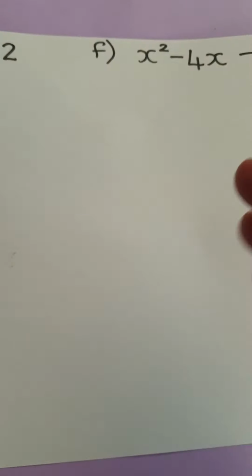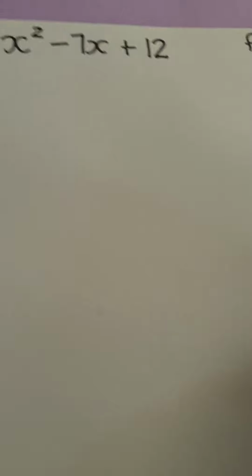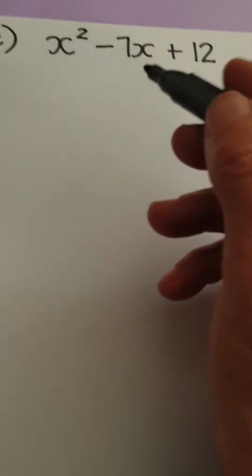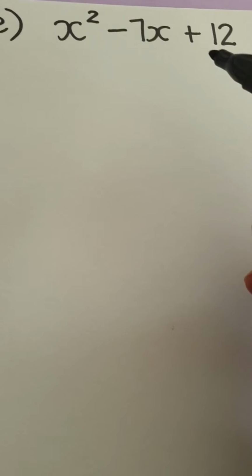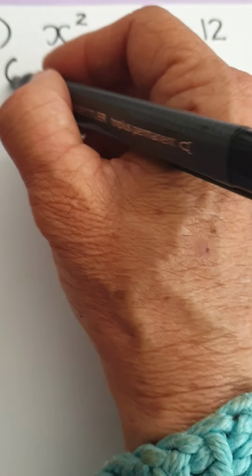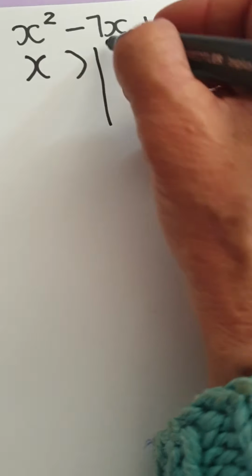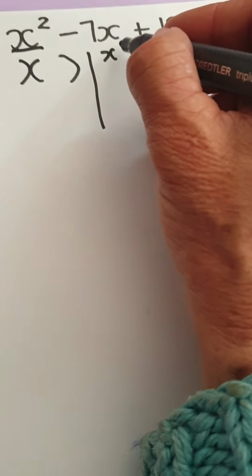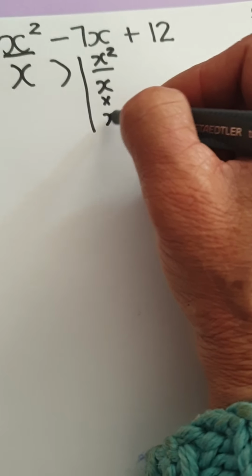Last two. Once again, I factorize x squared minus 7x plus 12. You know how it works now, so I'm going to do this very quickly. So I have my two brackets. I factorize the first term, and I get factors of x squared is x times x.